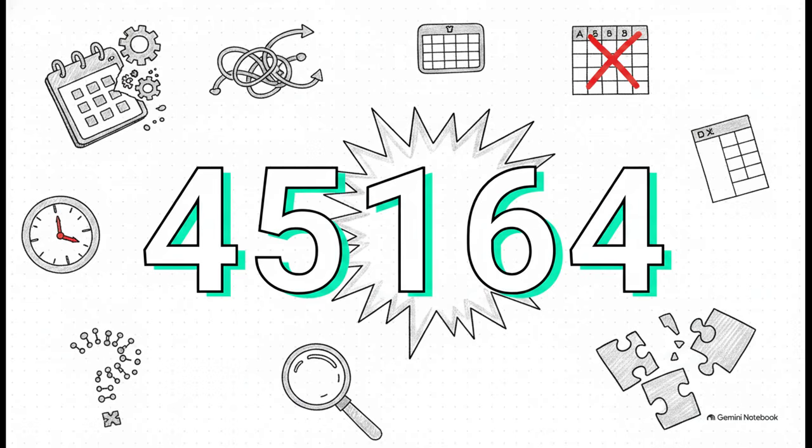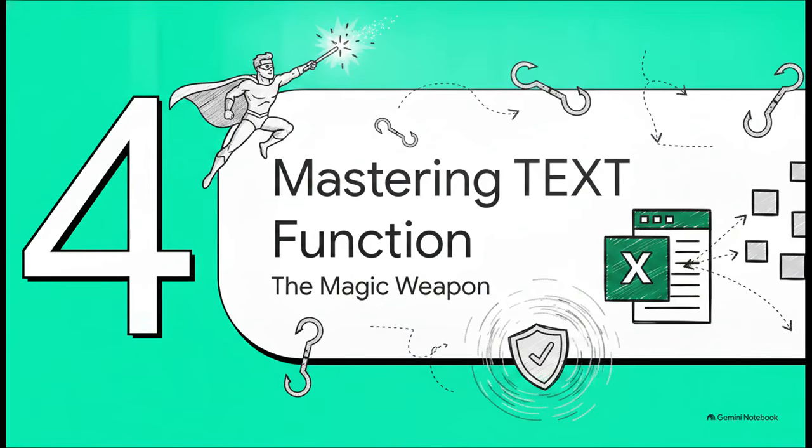So when you join an unformatted date with some text, Excel just rips away the human-readable calendar format and exposes that raw serial number underneath. Okay, don't panic. Enter section 4, mastering the text function, because this right here is the ultimate magic weapon that is going to rescue our data and solve this formatting problem once and for all.